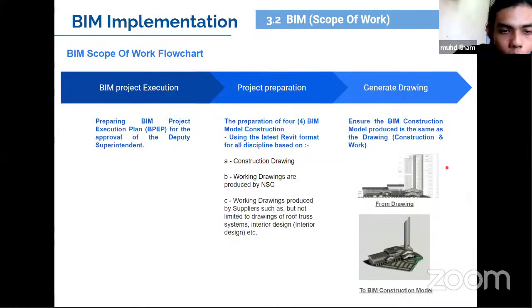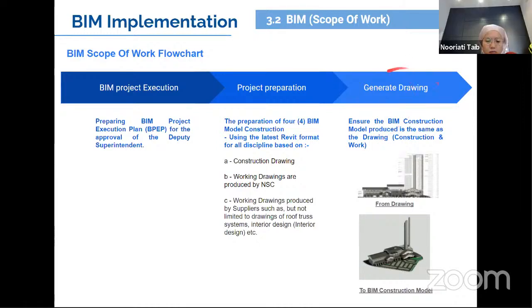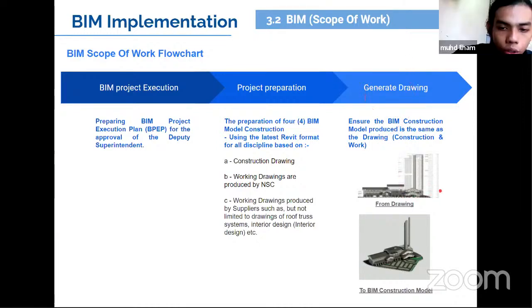Okay, for the BIM scope of work, we start off with the BIM project execution. At this part, we prepare the BPEP for the approval of the deputy SO. And then for second, we go to the project preparation. For this part, we will prepare the BIM based on the 4 disciplines: architecture, civil, structure, and mechanical. And then for the third part, we go to generating the drawing based on the manual drawing. So we generate the drawing, extract it from the manual, and we go to the BIM model.